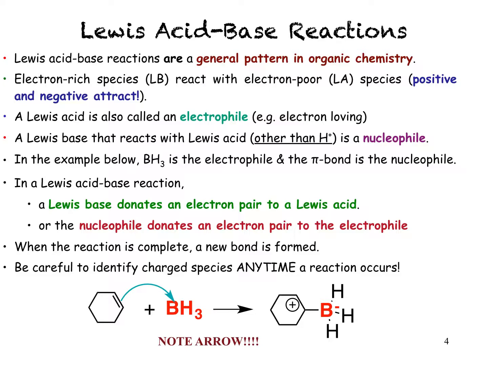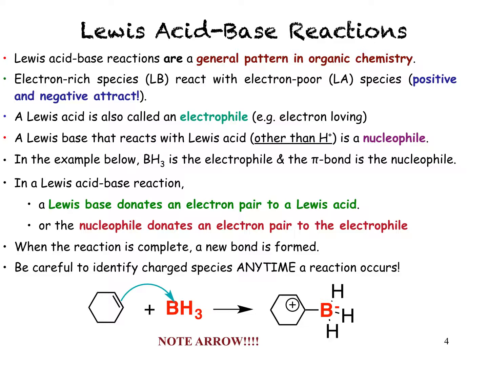Lewis acid base reactions follow a general pattern of organic chemistry, and that general pattern is that an electron-rich species, a Lewis base, reacts with an electron-poor species, which is the Lewis acid. Essentially, this is positive attracts negative. The Lewis base has a pair of electrons. This is negative. The Lewis acid has something positive with regard to its ability to accept electrons, so positive attracts negative. Most of organic chemistry is positive attracts negative, and I'll be pointing this out to you over the course of the year.